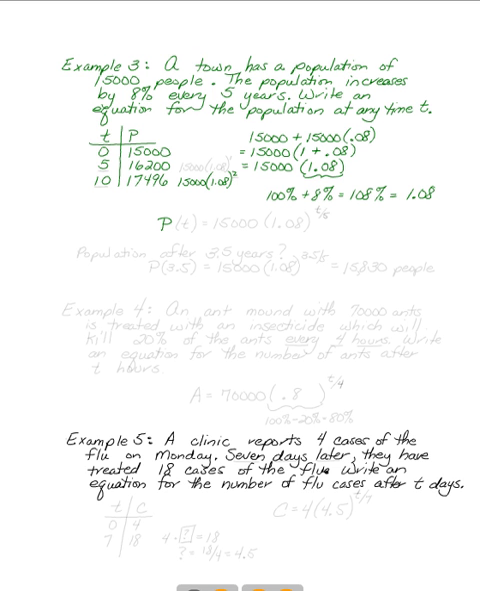Now, what we'd like to do is write the equation that goes along with this. So population at any time t is going to be, now again, think about what we're doing. We're going to start with our 15,000. So this number out front is our initial value. That's how many we're starting with in every single scenario that we've had. We are multiplying by 1.08. That is our increase in our population.